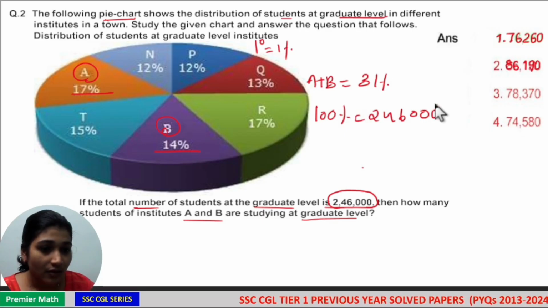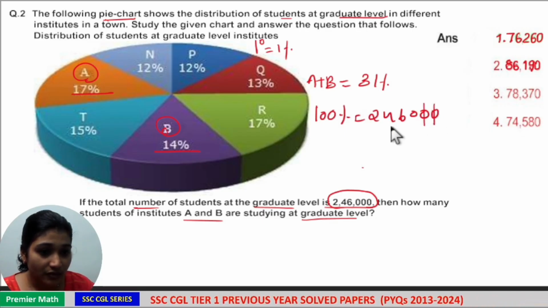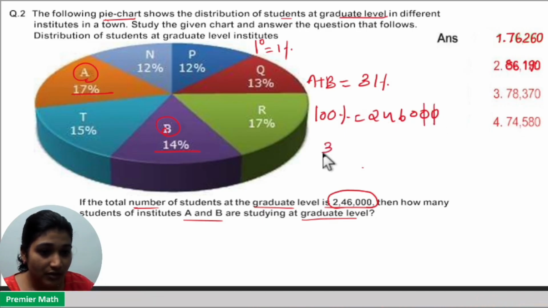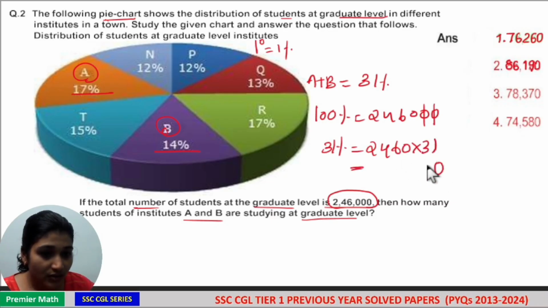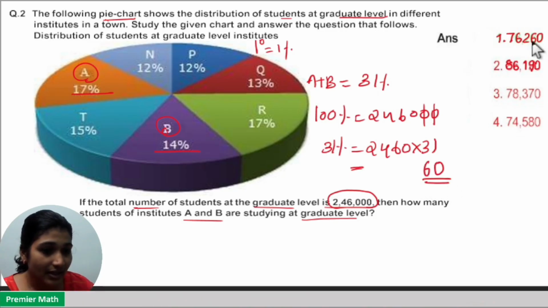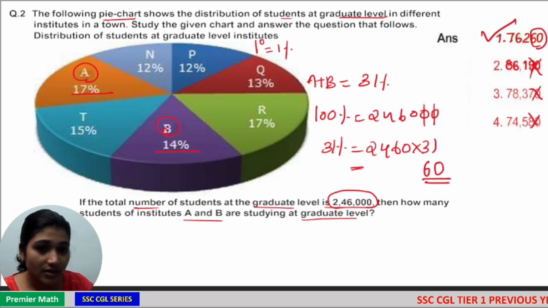Then 1% is equal to 2,460. Then 31% is equal to 2,460 into 31. Here the unit digit will be 0, and 1 into 6 is equal to 6. So 60 will be the last two digits. If you look at this, options 2, 3 and 4 cancel, so option 1 is your answer. Only option 1 has 60 as the last two digits.